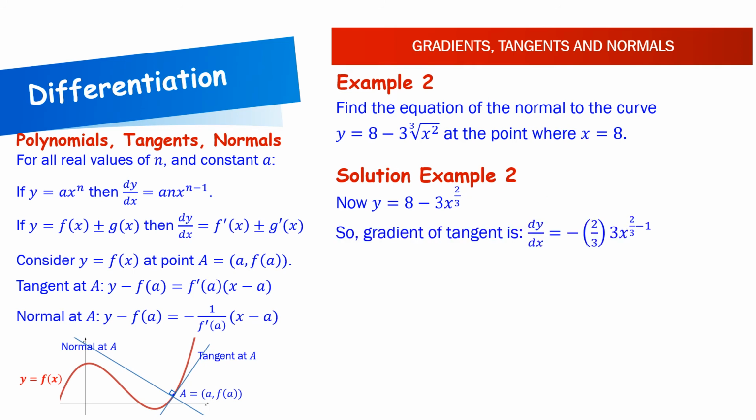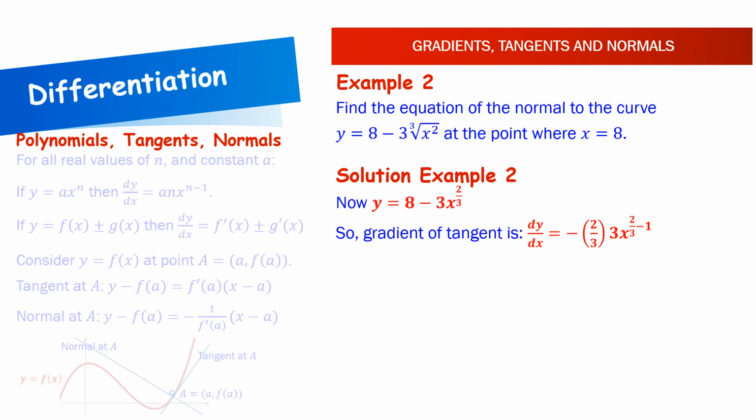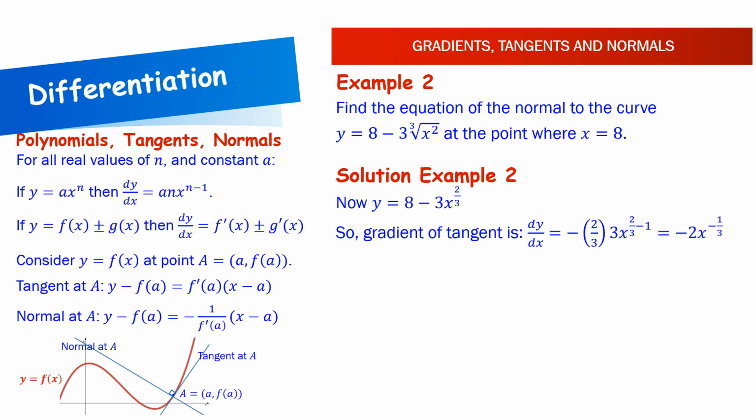So the gradient of the tangent is this. Of course, when we differentiate a constant, we simply get 0. And for the term minus 3x to the power 2/3, we use n equal to 2/3 and a equal to minus 3. And so tidying up gives us minus 2x to the power minus 1/3.